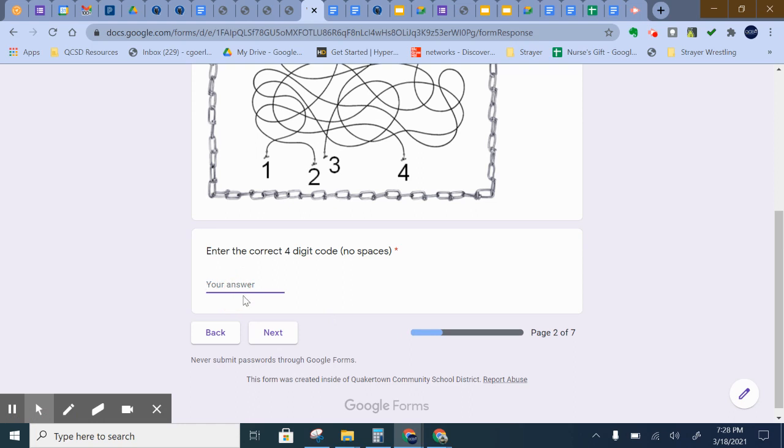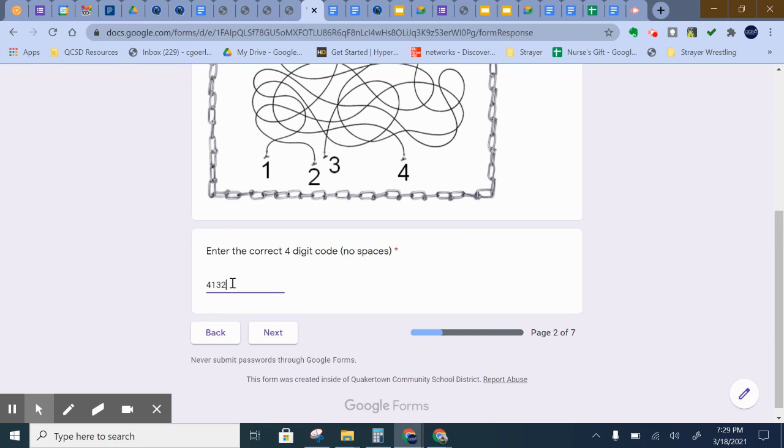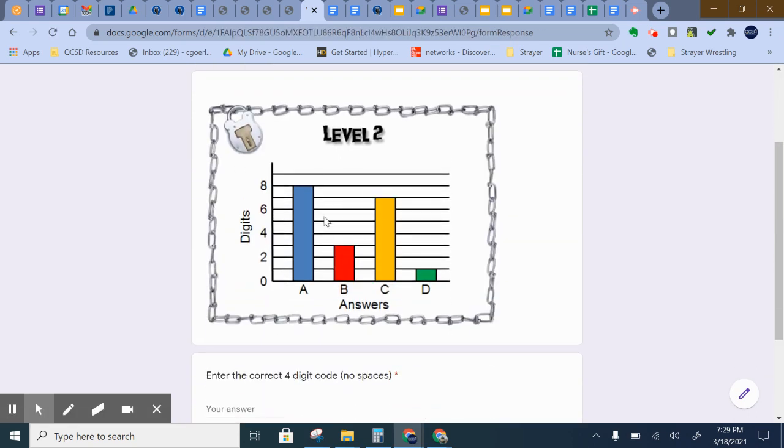Now, we said the code was 4132. I'm going to change it and say it's 4123. Oh, that's wrong. That means that I got at least one of those answers wrong, and I have to go back and figure it out. But let me put the correct one in. 4132. Does that work? Yes, it brings me to the next one.